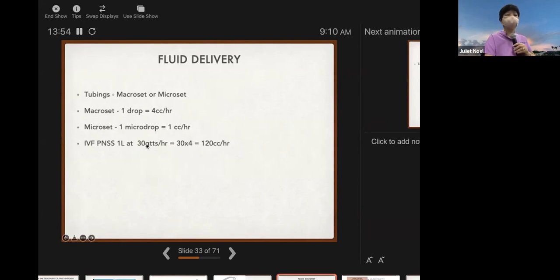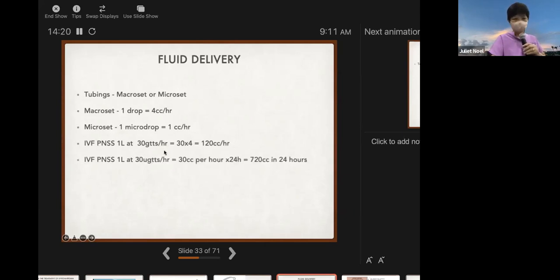So if you ordered the GTT drops, macro, 30 drops per minute, sorry, 30 drops per minute is equivalent to 120 cc. So that's 30 times 4, 120 cc per hour. Sorry, correct this as 30 drops per minute. So if it's micro drip, 30 drops per minute is equivalent to 30 cc per hour.